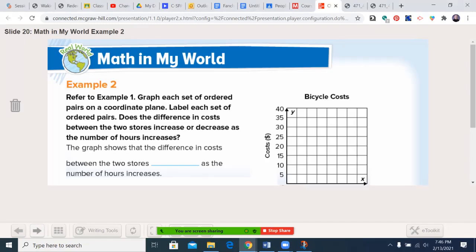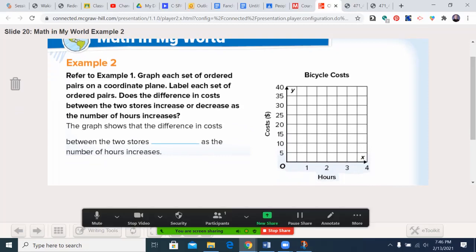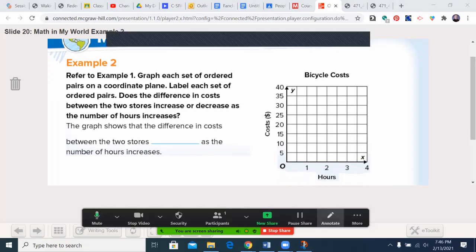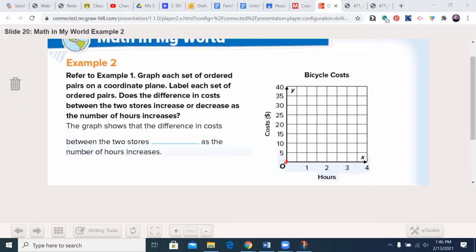All right, let's go to example niche. And we're going to use the same data from the previous question. And we're going to graph each ordered pair. So when I do it, if you have colored materials, I recommend 2 different colors. If you don't, that's fine too. So let's start with both. I'm going to start here at 0. So I'm going to start with Bikes and More.